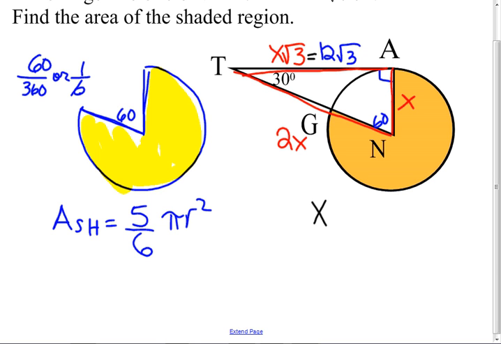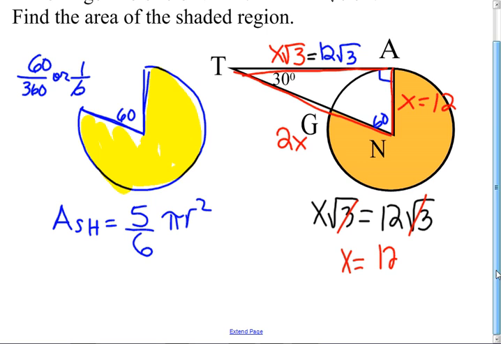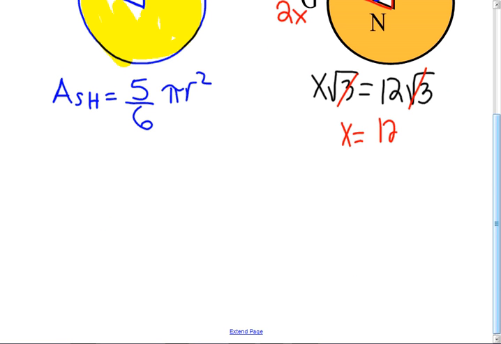We have x square root of 3 equals 12 square root of 3. What's going to happen to the square root of 3's? I mean, you can multiply it out if you want, but I don't want to do that. They cancel. So what's x equal to? 12. That's my radius.